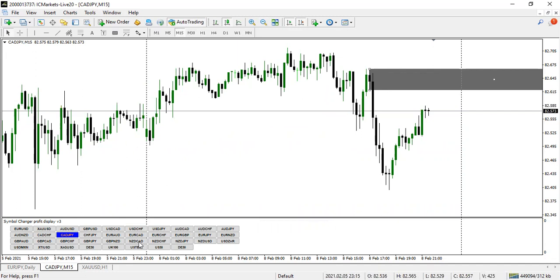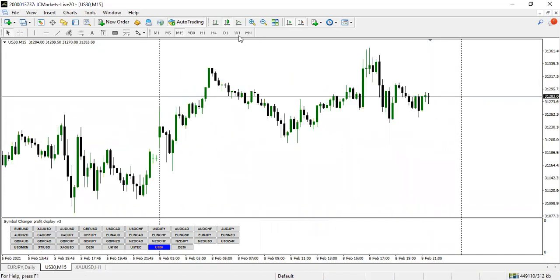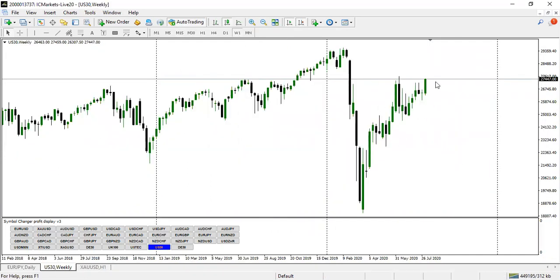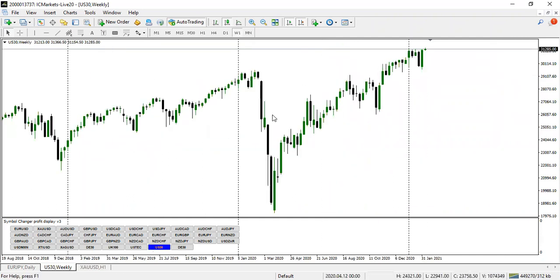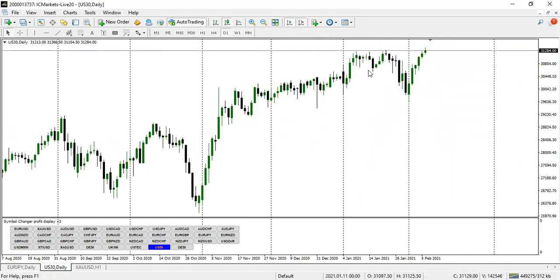Then let's look at USD30 and NASDAQ together. USD30, all right, we can see this pair is really struggling. It just loaded. Now we can see price also doing the same thing here. Let's see the daily time frame. On the daily time frame, you can see it took out a lot of liquidity.